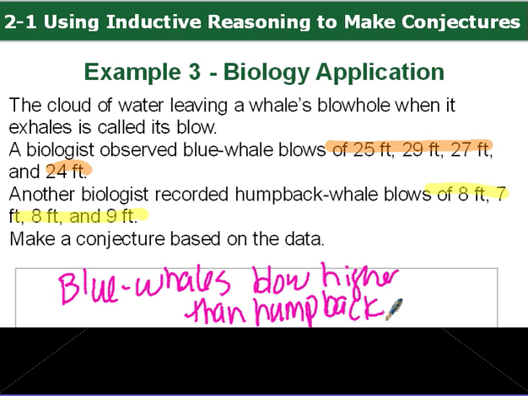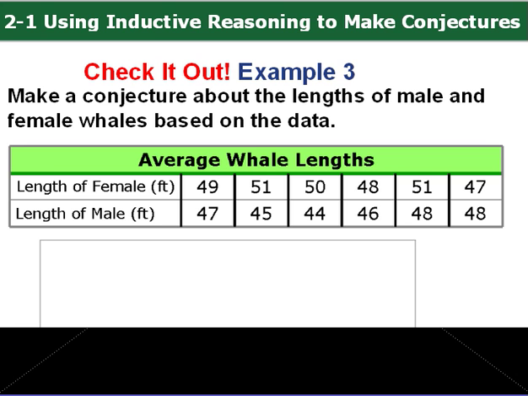That's what we come up with. May be true, may not be true, but we just observed. You may come up with something else. Who knows? All right, this is yours. Make a conjecture about the lengths of male and female whales based on the data. So look at the table and see if you can make some kind of conjecture based on observations.